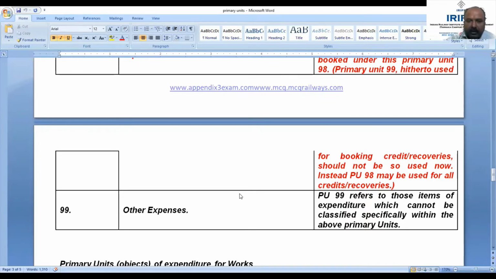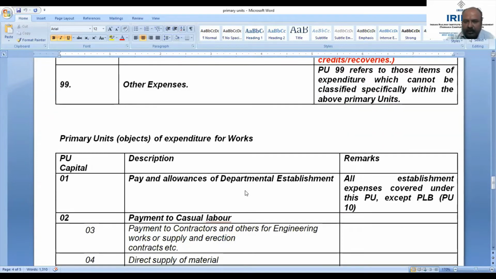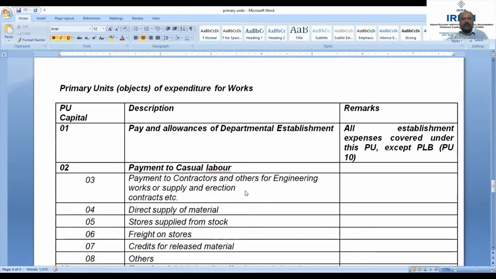Now we will come to capital PUs, but capital expenditure is always very small in the overall total expenditure. So please concentrate only on the revenue PUs for examination purposes. But anyway, we will discuss these capital PUs also. Very few PUs. This is the primary units of the expenditure for works.